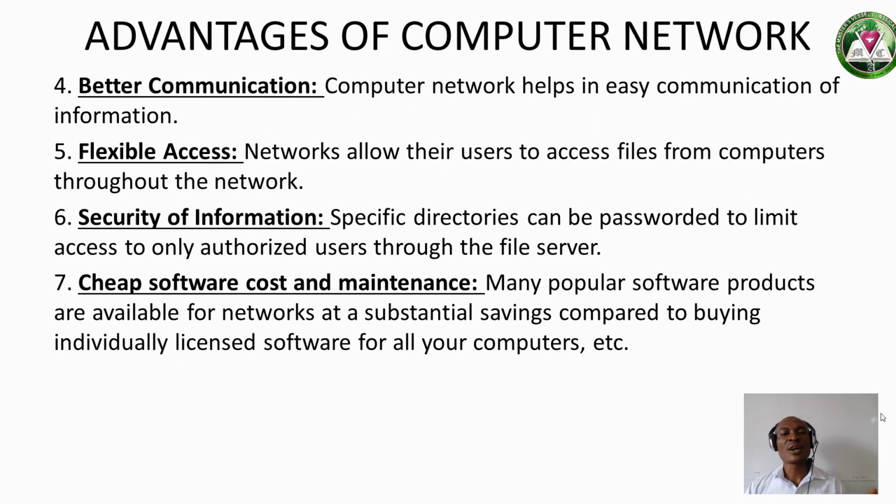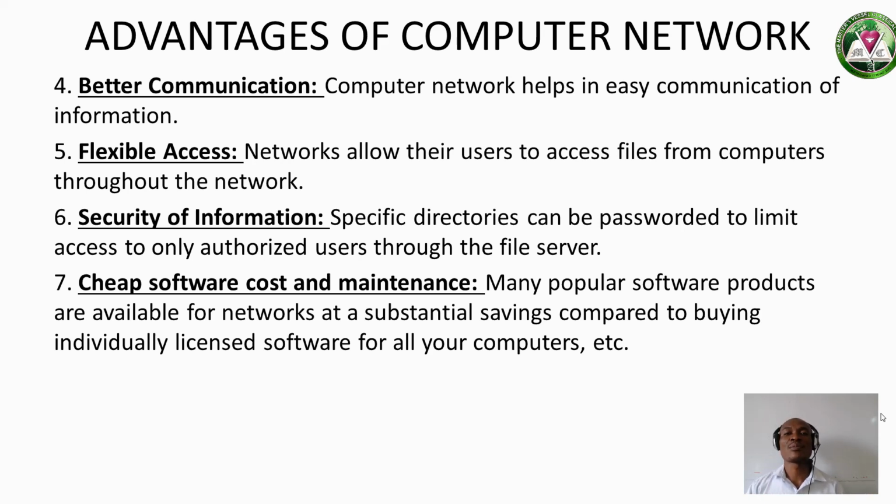Another one is better communication. A computer network helps in easy communication of information. When we talk about communication here, it could be through mails. When computers are in a network, they can send electronic mails to each other. For example, on the internet, people communicate via internet calls. So a computer network makes it easy for people to communicate.